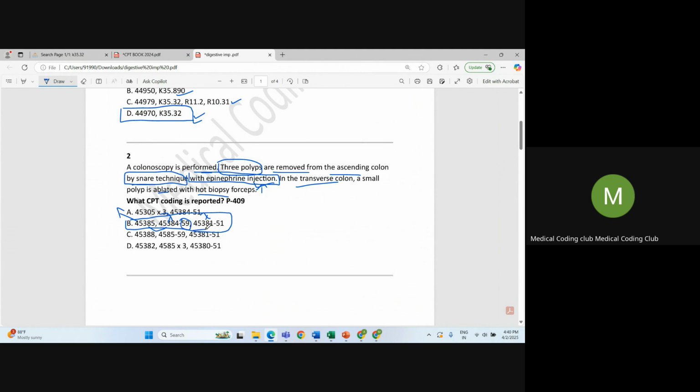Next, for 45381, this is for injection. Okay, this is again a different procedure. That's why you can utilize the 51 modifier since multiple procedures are there. Okay, option B is correct.